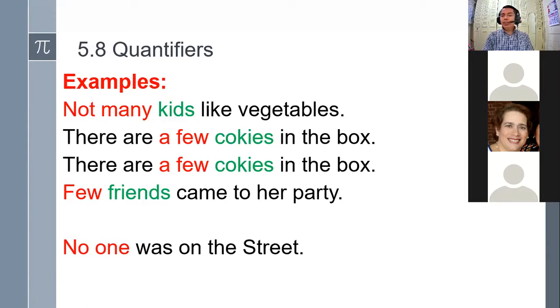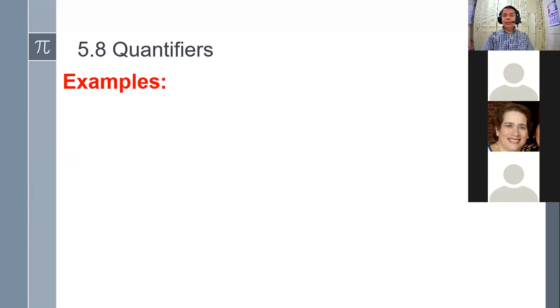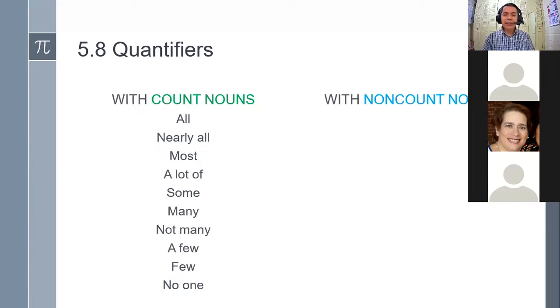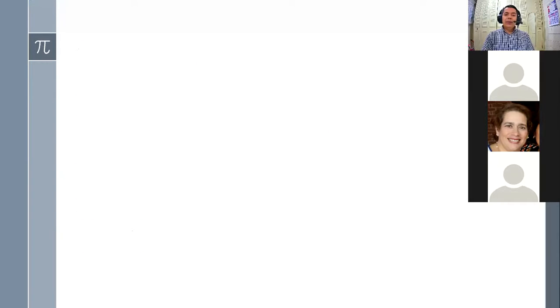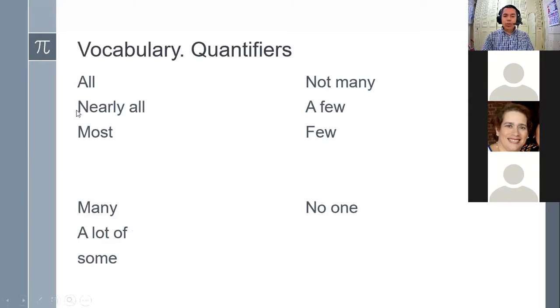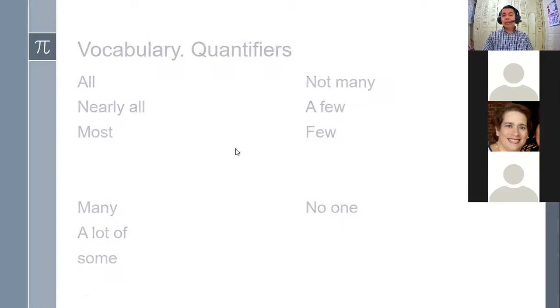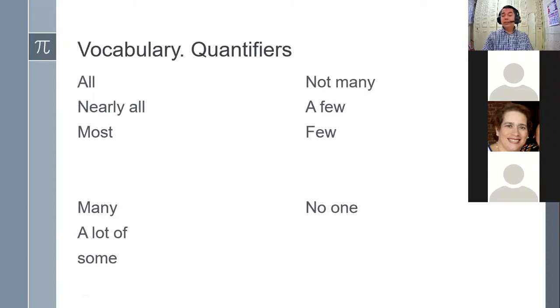Good. Now, any question? Any question about quantifiers? Just let's have this clear, right? The meaning. Todos, casi todos, la mayoría, muchos, algunos, no muchos, unos cuantos, ninguno, right? So those are the meanings.